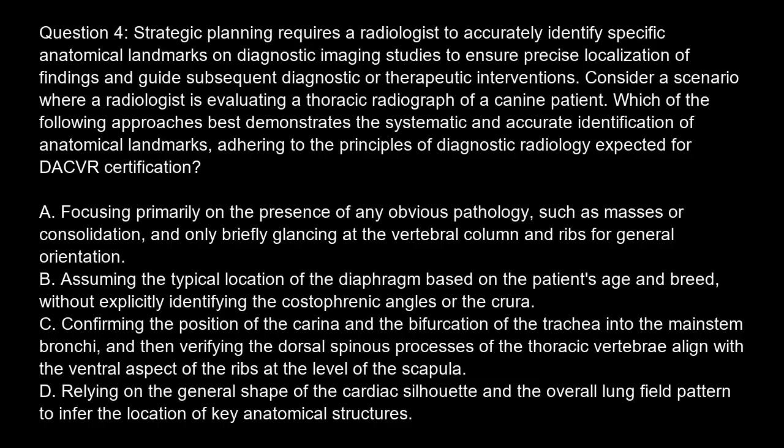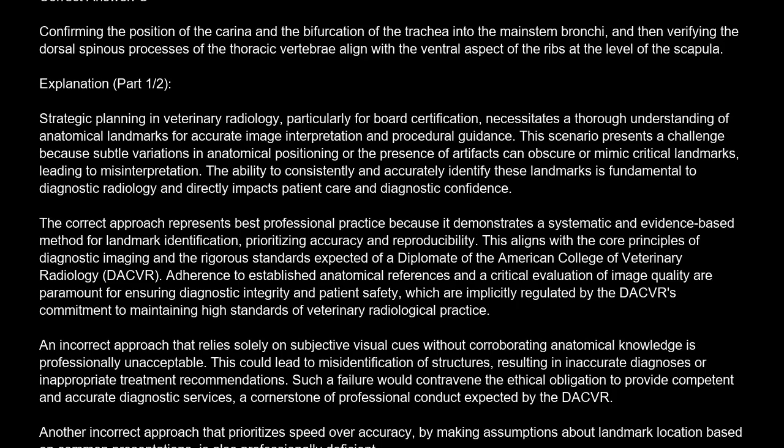Option C. Confirming the position of the carina and the bifurcation of the trachea into the mainstem bronchi, and then verifying the dorsal spinous processes of the thoracic vertebrae align with the ventral aspect of the ribs at the level of the scapula. Option D. Relying on the general shape of the cardiac silhouette and the overall lung field pattern to infer the location of key anatomical structures. The correct answer is C.